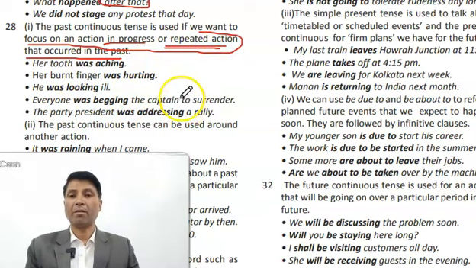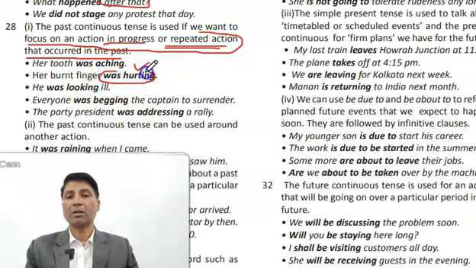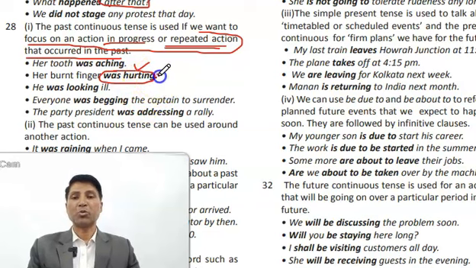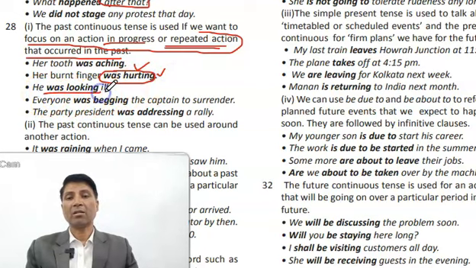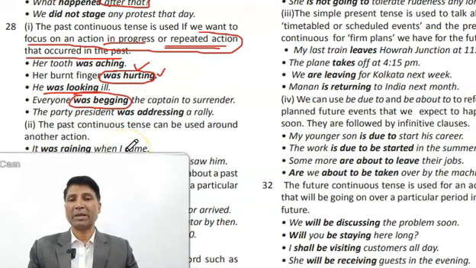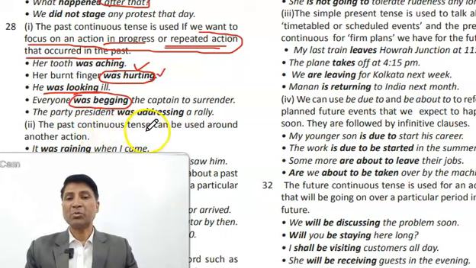For example, her tooth was aching, means she was suffering from toothache or pain in her tooth. Her burnt finger was hurting. So if this action was in progress at some time in the past, he was looking ill and everyone was begging the captain to surrender. So here this begging can be understood that this begging was happening repeatedly. Everyone was begging. The party president was addressing a rally.